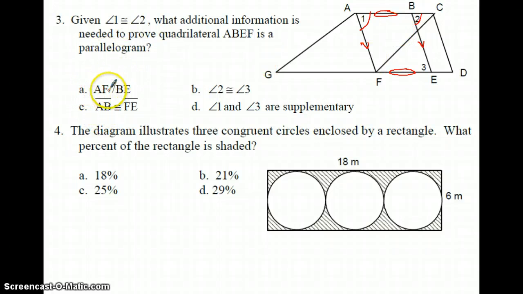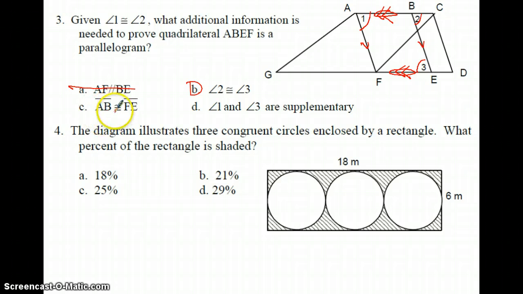If they told me additionally that AF is parallel to BE, I'd say, well, thank you very much, I already know that. If they told me that 2 is congruent to 3, that would be great, because then I would have AIA angles, and I would know that then, yes, these would be parallel. So that's what I need. AB is parallel to FE. Oh, sorry. It's like, that would be great.